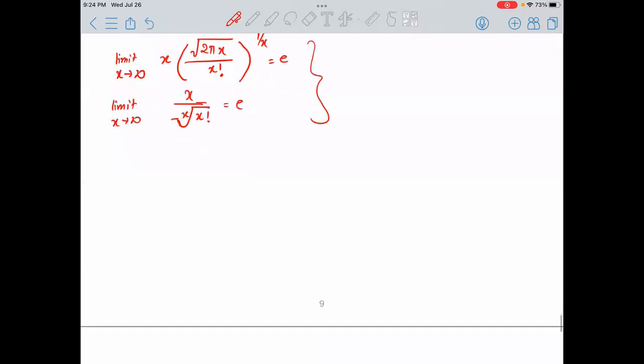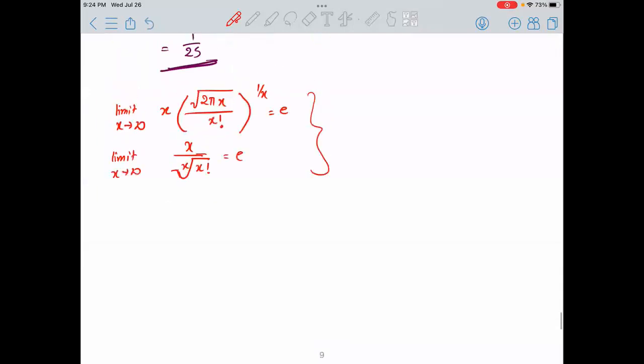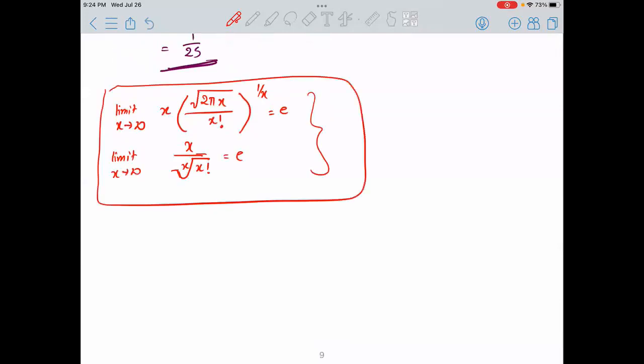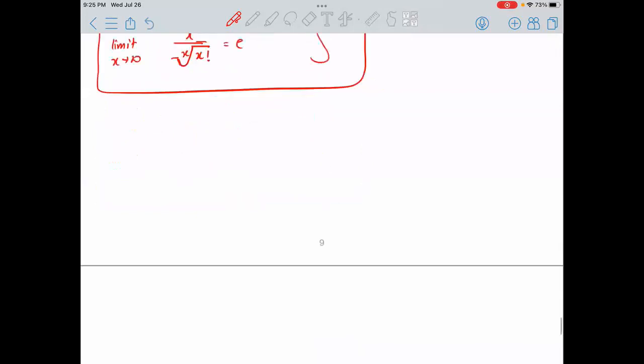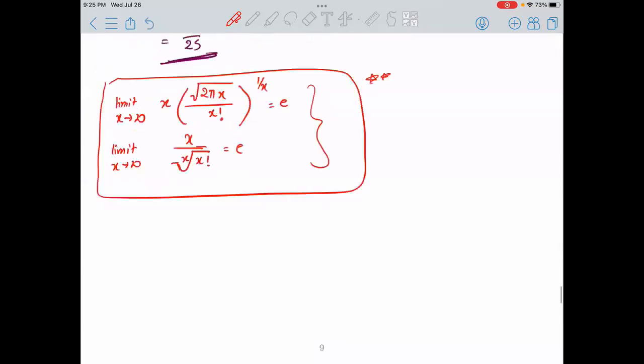This is the problem. These two are very useful to solve the problem, so note them down. Now the problem is like... Sir, can you scroll a bit up for a second? Yeah, thank you.